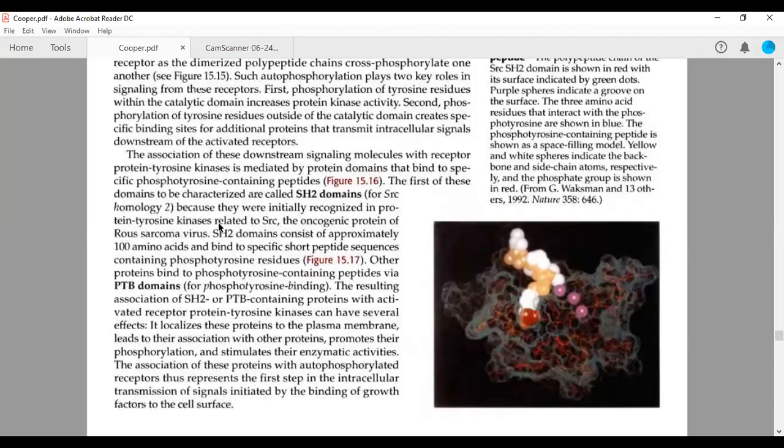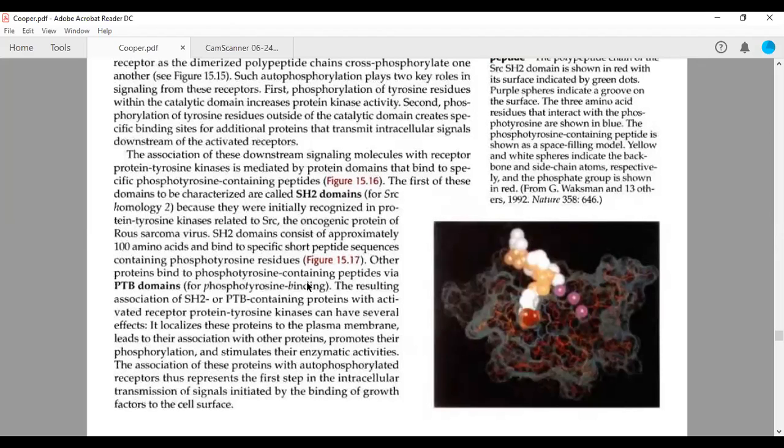So the kinases which are related to these SRC proteins from the Rous sarcoma virus are very related to this, so they are named accordingly. SH2 domain containing proteins: the SH2 domain consists of approximately 100 amino acid residues and binds to specific short peptide sequences containing phosphotyrosine residues. So they will specifically bind with this particular amino acid if it is phosphorylated.